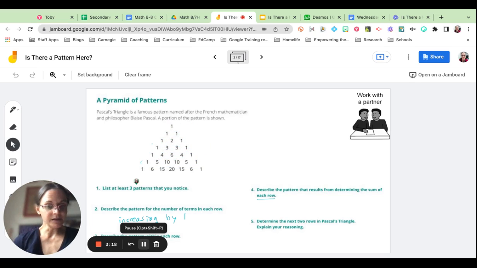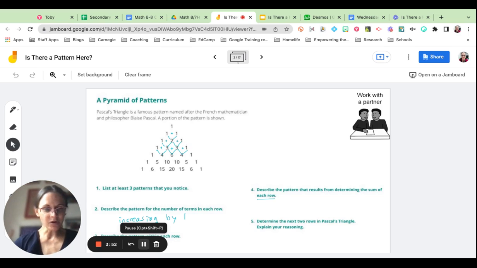The pattern within each row. So it helps to start at the top and work your way down. I'm going to ignore the one at the tippy top right now and just think 1 plus 1 is 2. 1 plus 2 is 3. 2 plus 1 is 3. 1 plus 3 is 4. 3 plus 3 is 6. 3 plus 1 is 4.